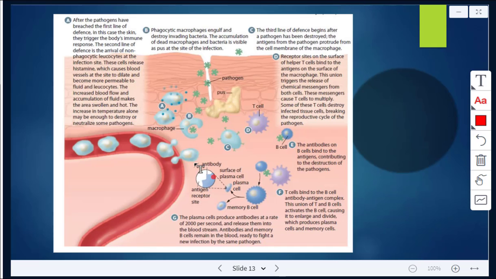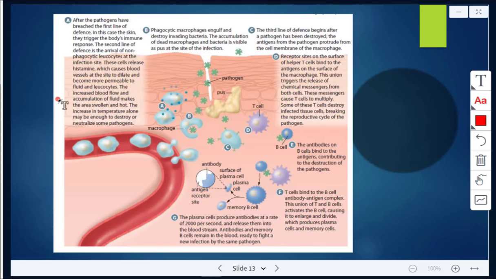So let's take a look at this diagram here. In A, pathogens have breached the first line of defense, so let's say the skin, and they're going to trigger the body's immune response. The second line of defense is the arrival of non-phagocytic leukocytes at the infection site, and they're going to release histamine. It causes the blood vessels at the site to dilate and become more permeable to fluid and leukocytes. Increased blood flow and accumulation of fluid makes the area swollen and hot.